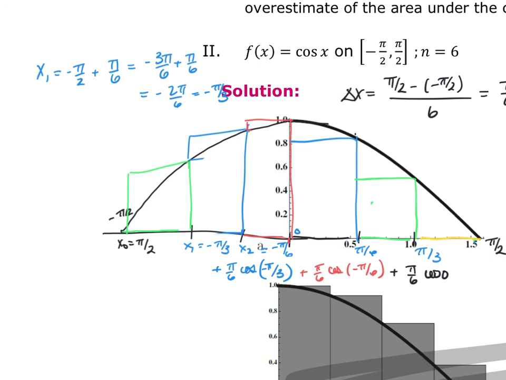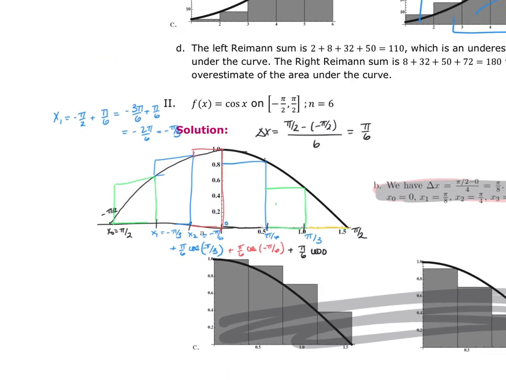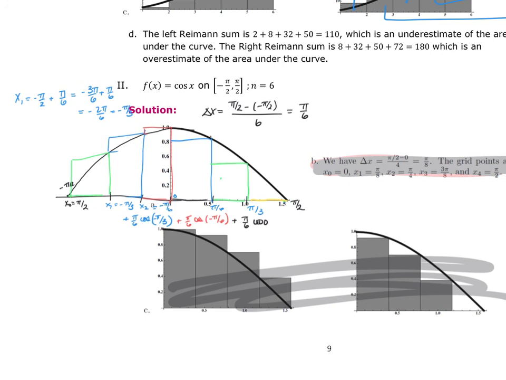So for this one, because of symmetry, it's going to get the same answer either way. And as you know, if I would have chosen my number of intervals to be larger than 6, I would have a better estimation of the area under the curve. And that is Riemann sums.